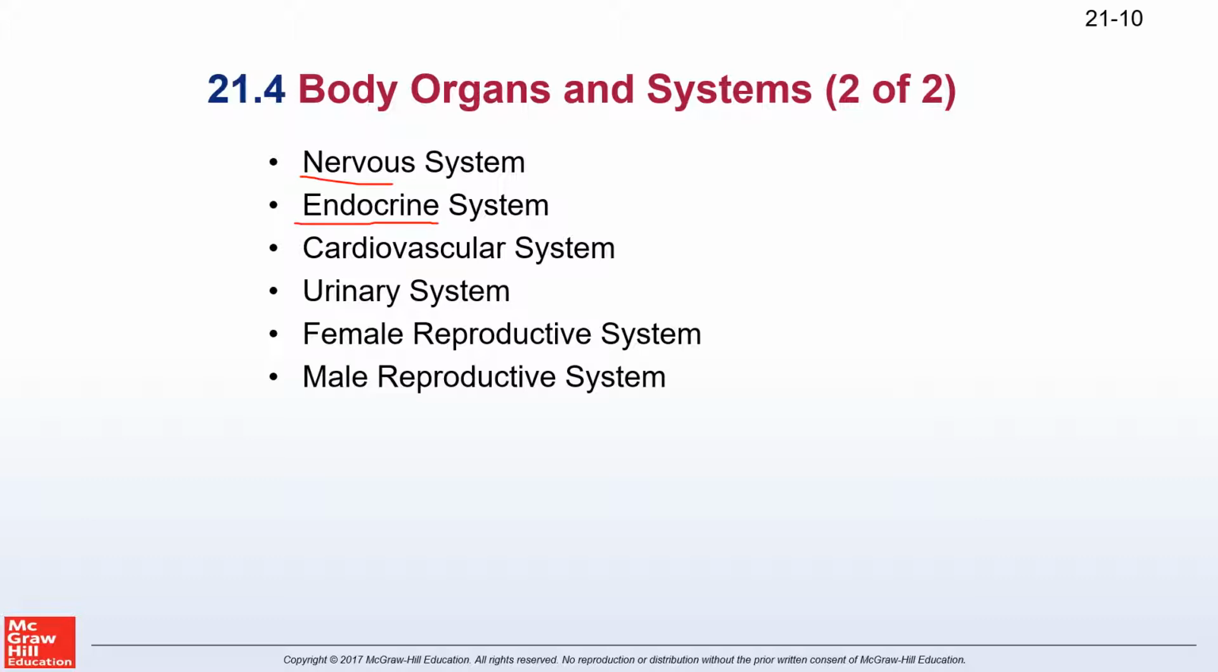What's the endocrine system? What does endo mean? Within, right? So this is your hormone system. So crine means to secrete. Endo means within. When we release hormones, we secrete them within our body. So that's the endocrine system. Cardiovascular system, straightforward. Urinary system.